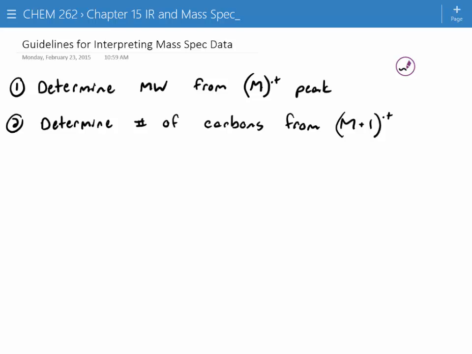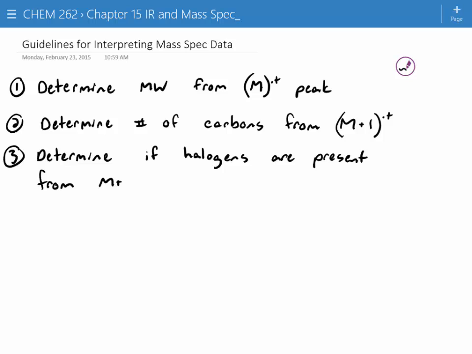So that's another really useful clue we can get from the mass spec. Now we've got the molecular weight, and we've got the number of carbons. The third thing we can do is look for an M+2 peak, which tells us what? Yeah, it tells us halogens, right? Halogens oftentimes have an isotope with an additional 2 neutrons. So determine if halogens are present from our M+2 radical cation.